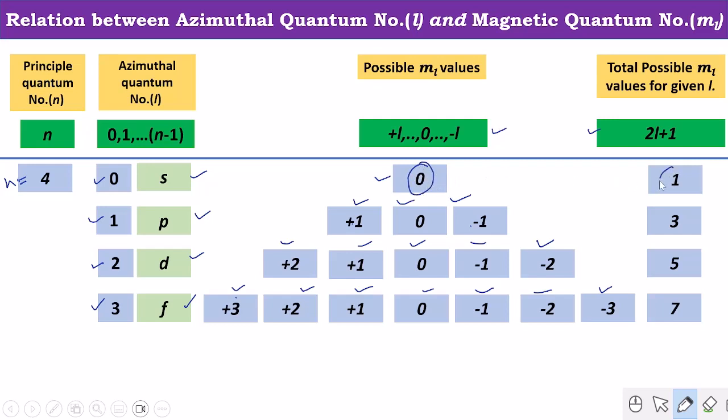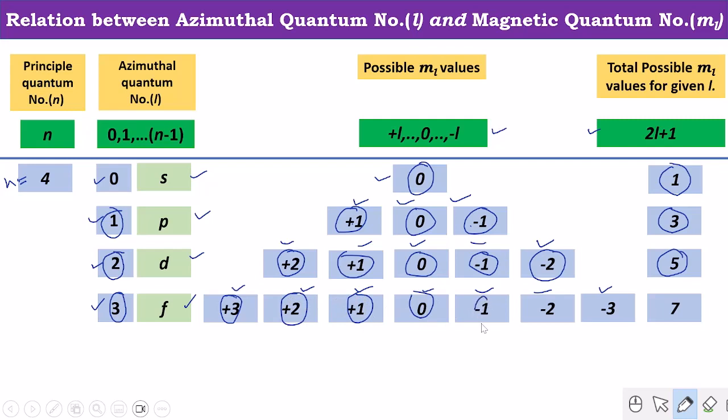So for L is equal to 0, total possible value is 1. So there are 3 values possible for L is equal to 1. So total 3 values. Similarly, for L is equal to 2, there are 5 values and total values are 5. So we can verify these values using this technique. So for L is equal to 3, the values are 7. So second, third, fourth, fifth, sixth and 7. So 7 values are possible.